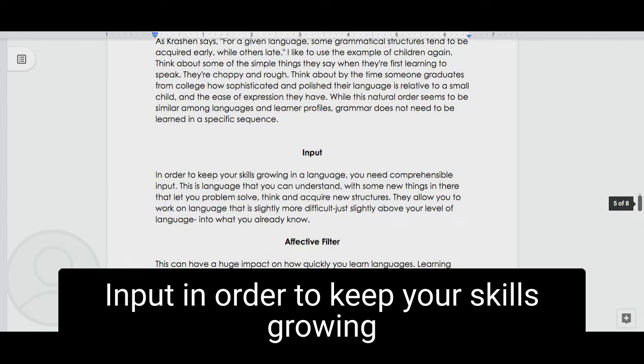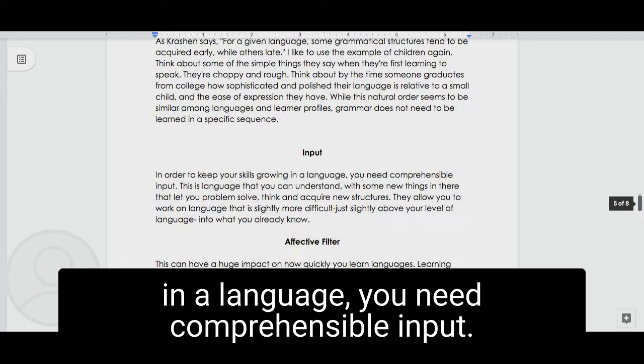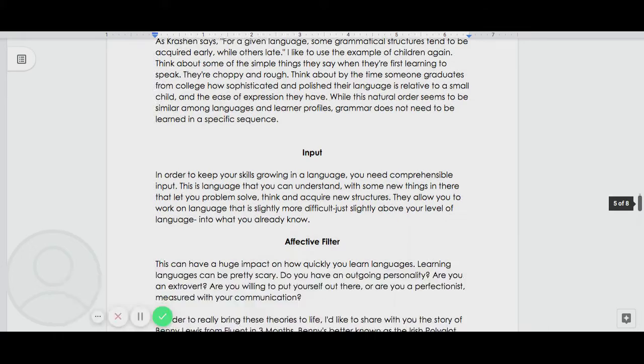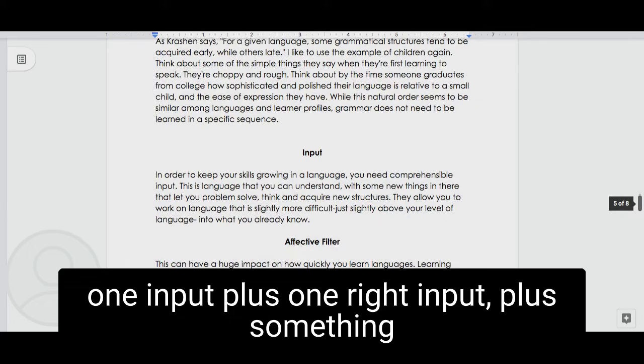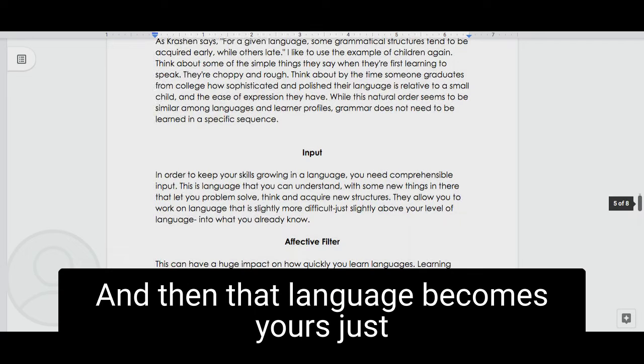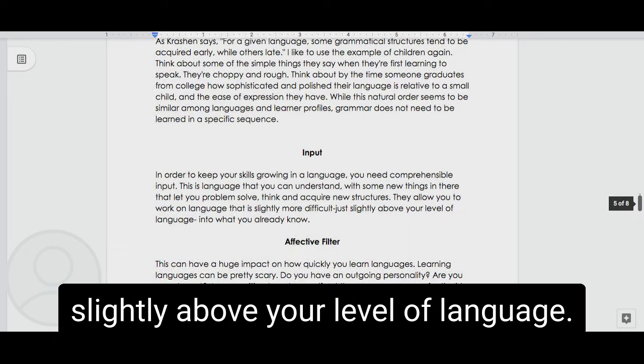Input. In order to keep your skills growing in a language, you need comprehensible input. That's language you understand. You want I plus 1, input plus 1, right? Input plus something that's going to make you do a little bit of thinking and problem solving, and then that language becomes yours, just slightly above your level of language.